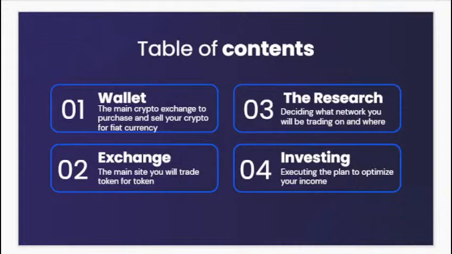Next, we're going to look at the research, deciding on what network you'll be trading on and where, deciding on the factors of Ethereum versus Avalanche versus, I believe there's one called Ghost Network as well. There's different kinds of networks for different types of tokens. And lastly, we're going to be looking at where and how to invest, coming up with a plan to execute and optimize your income for future projects. So let's get started.